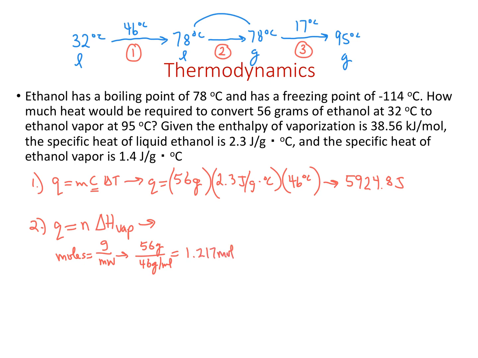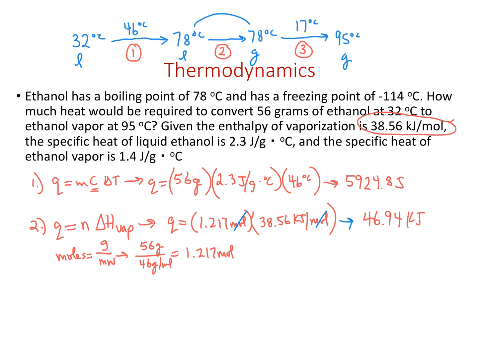I have approximately 1.217 moles of ethanol. So Q equals, I have 1.217 moles of ethanol, and the heat of vaporization is 38.56 kilojoules per mole. When I calculate through, right, moles cancel out, and I'm going to be left with approximately 46.94 kilojoules of energy for step 2.